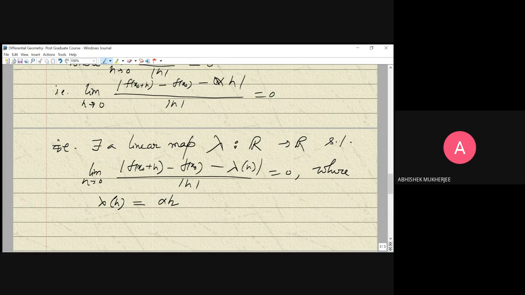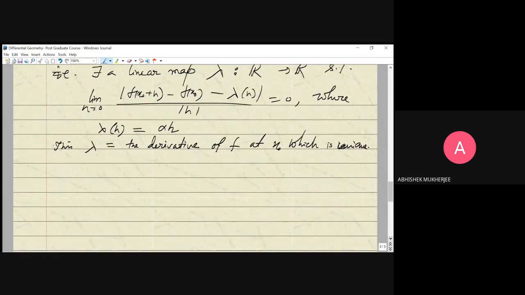So you are having a linear map. So this lambda is called the derivative of f at x naught, and this is unique, right? So we can extend this definition this way to any map f defined over any open set of Rn to Rm.